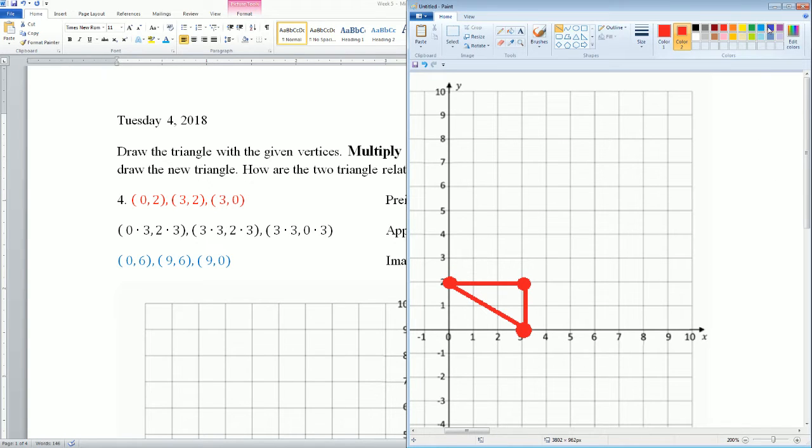Next. Okay. The new one. 0, 6. So 0 in the x, 6 in the y. Then 9 in the x, 6 in the y. Next, 9 in the x, 0 in the y. Okay, now I'm connected.